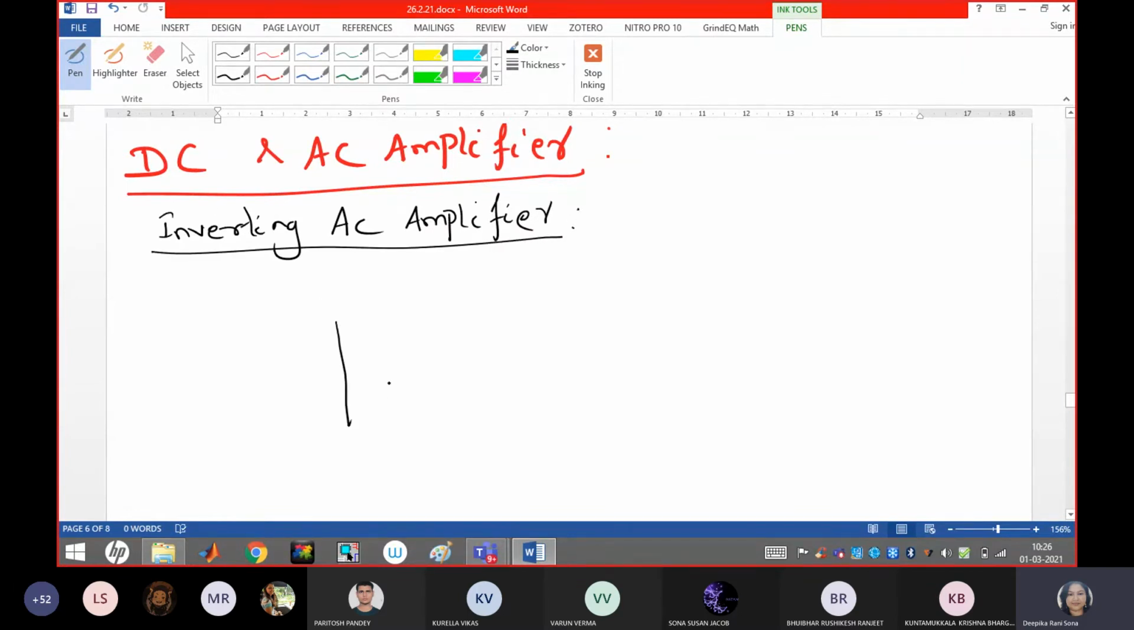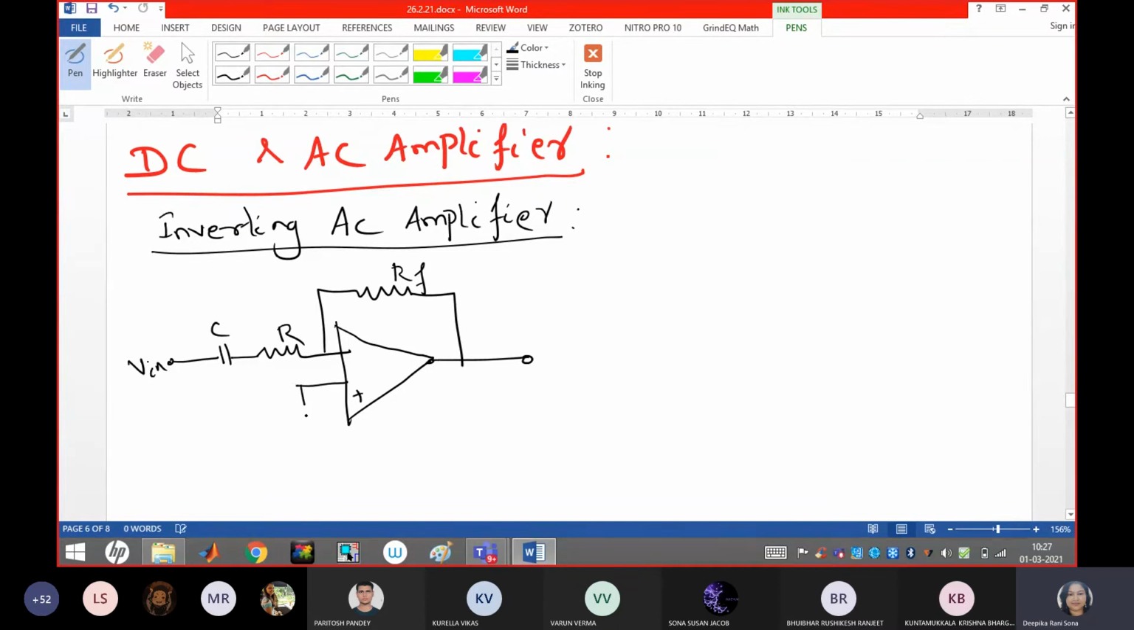What I said, we have to use the coupling capacitor in terms of the input inverting configuration and non-inverting configuration. So if we are applying the input at the inverting input, we can introduce the external capacitor at the input side along with the available resistor R and C, and here as well the same thing RF, and this end is fully grounded. So this is the view of the inverting AC amplifier.